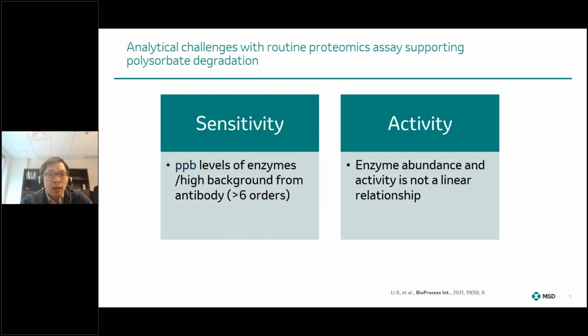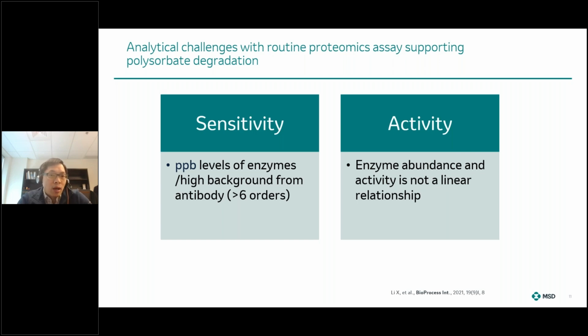Often the high throughput host cell protein workflow works really well as a screening tool to see what the high host cell proteins are in the sample. But we sometimes still see challenges. One is on the sensitivity side. Some of the host cell proteins, especially in the drug substance, could be below ppm level, which is over 6 orders of dynamic range.